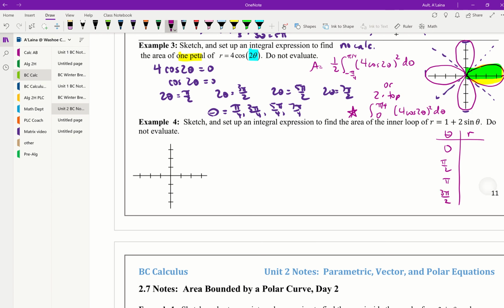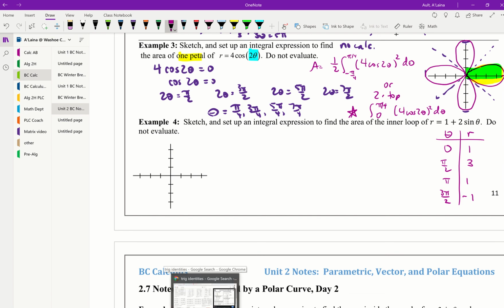So if I plug them in, the sine is 0, so this would be 1. Sine of pi over 2 is 1 times 2 plus 1 is 3. Sine of pi is 0, so that zeroes out, leaving just a 1. Sine of 3 pi over 2, be careful, is negative 1 times 2 is negative 2 plus 1 is negative 1. The inner loop is going to be coming from where we dip into the negative radius here.